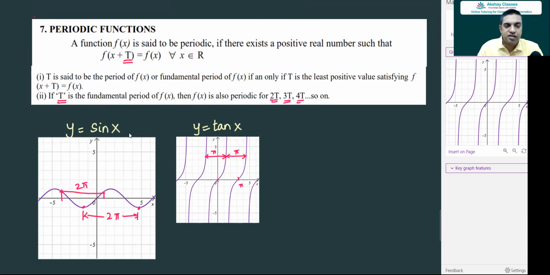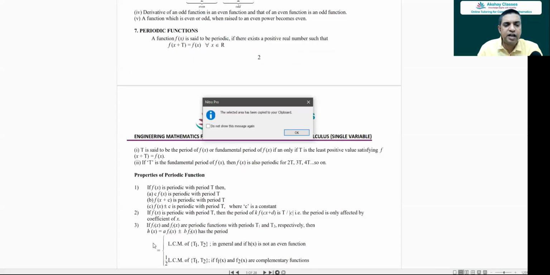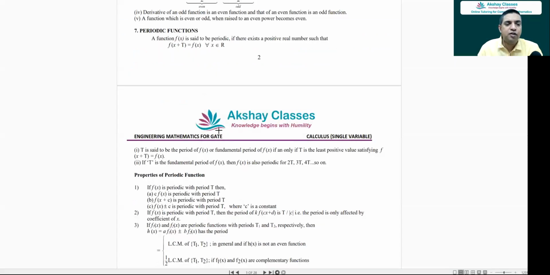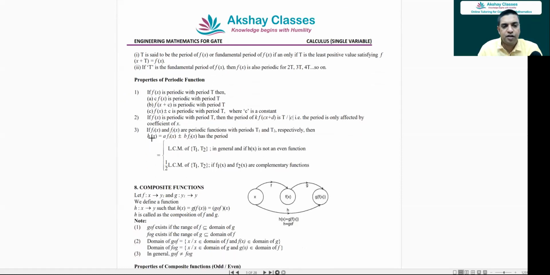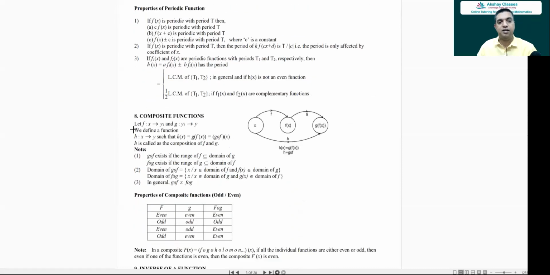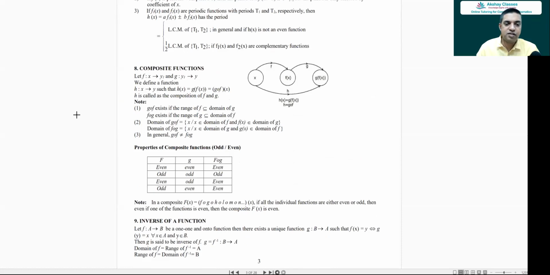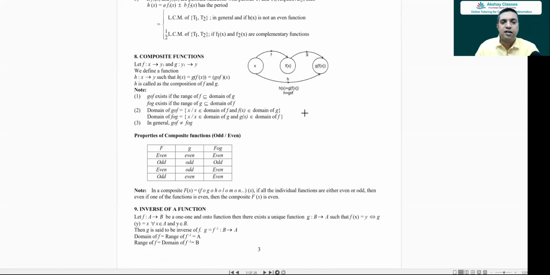So periodic functions, and periodicity we can find out. Of course, for GATE, they will not go into finding the periodicity of a function, but you will have to intrinsically use it. All right, you just go through the notes that I've given here.